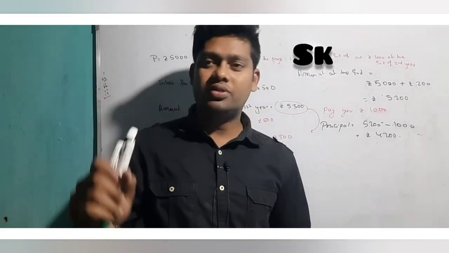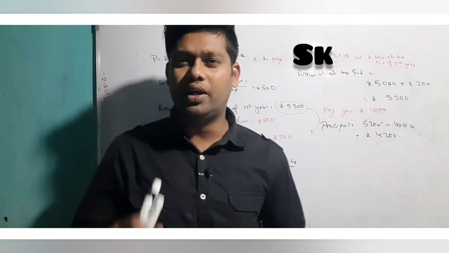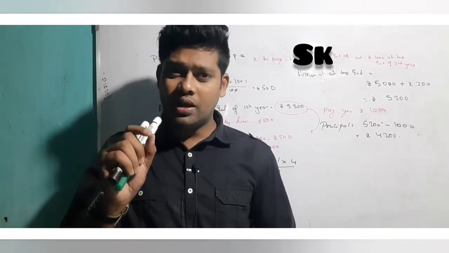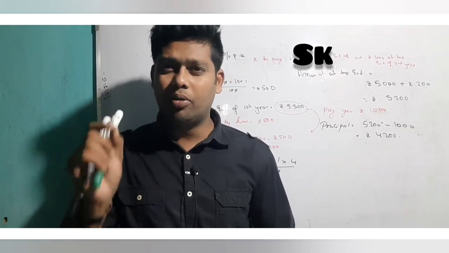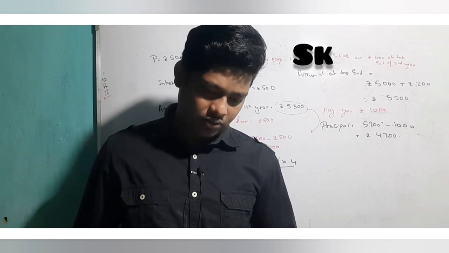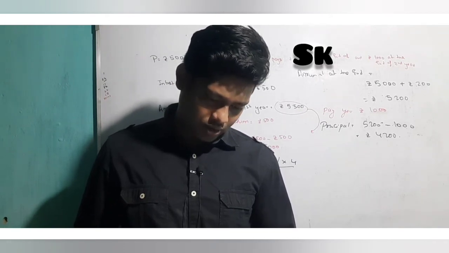Sometimes they may say rate of interest is 10% per year. Per year and per annum both are same. Don't get confused. If they are saying R is equal to 10% per annum or 10% per year, both are same, it's not different. Okay, don't get confused with that value. Next value, same thing.